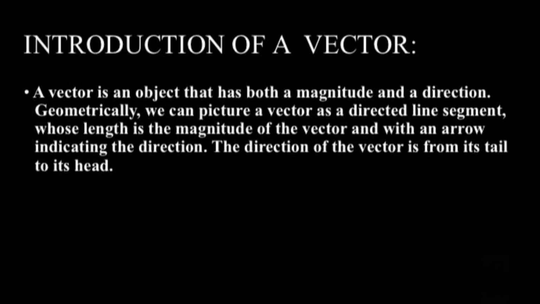What is a vector? A vector is an object that has both a magnitude and a direction. Geometrically, we can picture a vector as a directed line segment whose length is the magnitude of the vector, with an arrow indicating the direction. The direction of the vector is from its tail to its head.